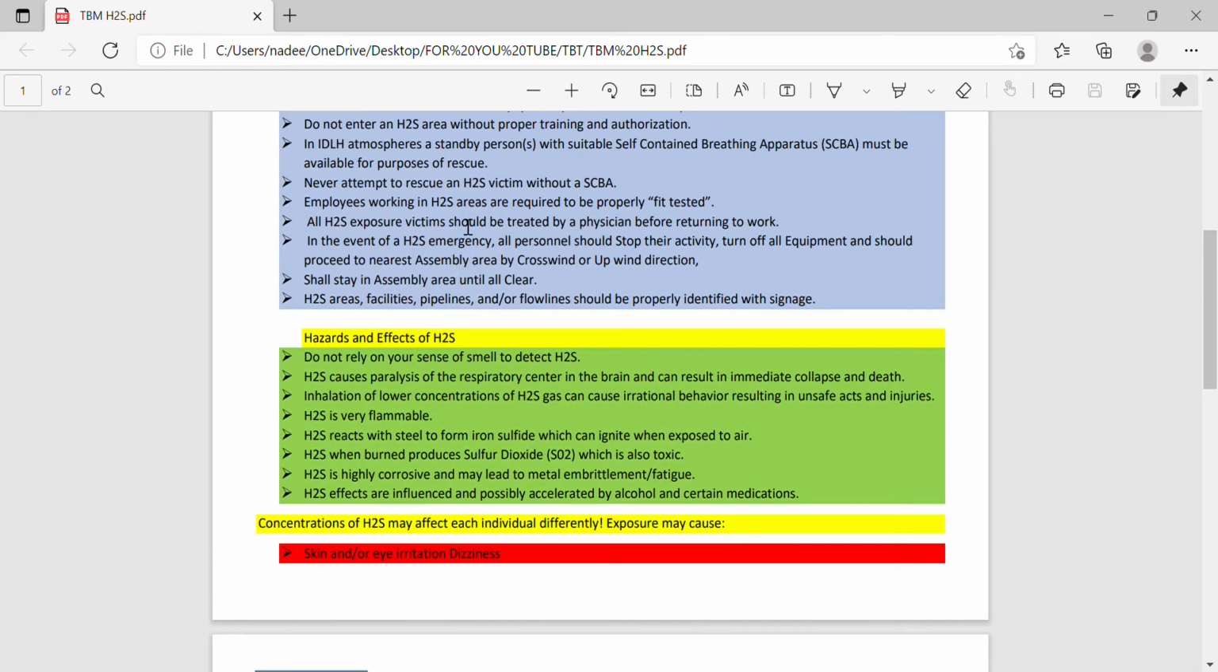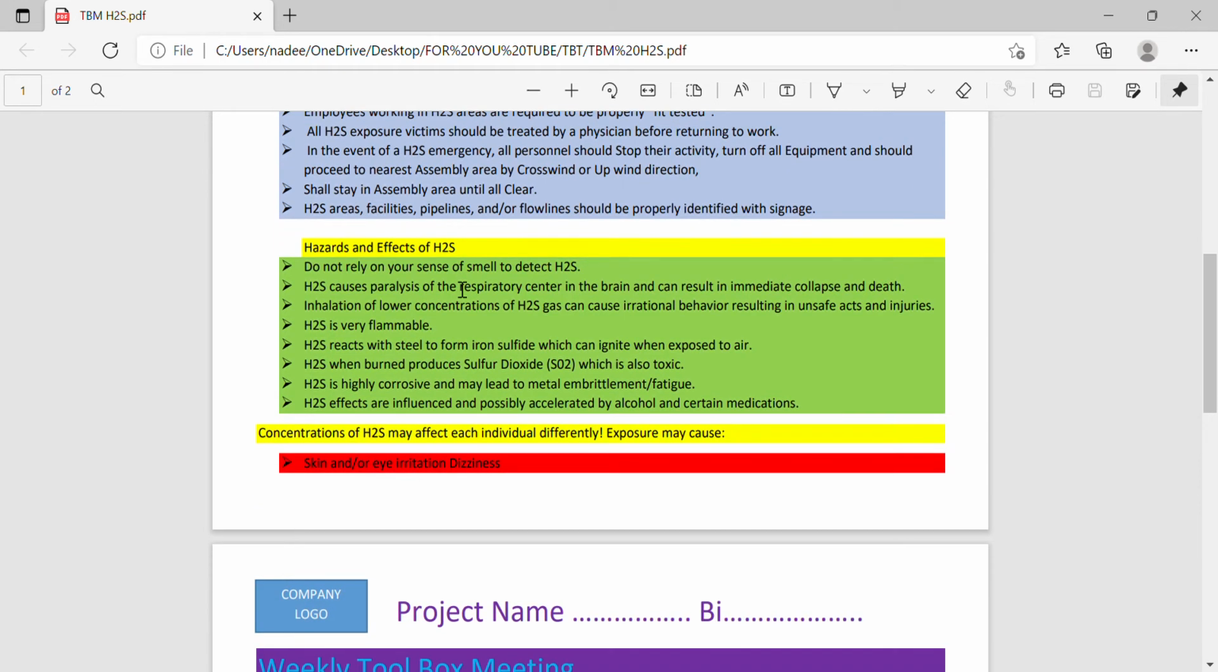Okay, then here one very important thing: never attempt to rescue an H2S victim without SCBA. Okay, so employees working in an H2S area are required to be properly fit tested. Okay, so you can see here all H2S exposure victims should be treated by a physician before returning to work. Okay, in the event of an H2S emergency, all persons should stop their activity, turn off equipment, and proceed to the nearest assembly area by crosswind or off wind direction.